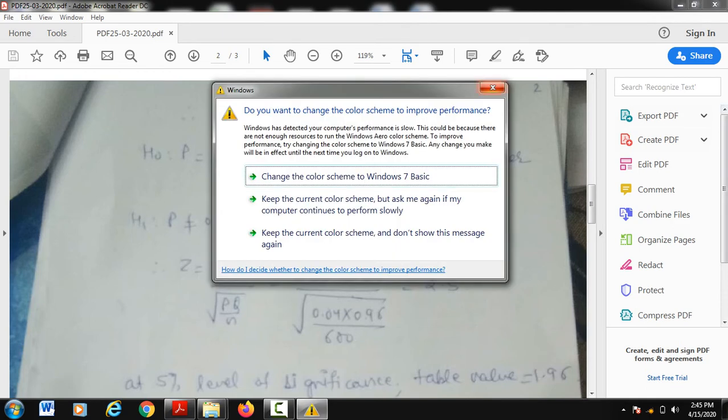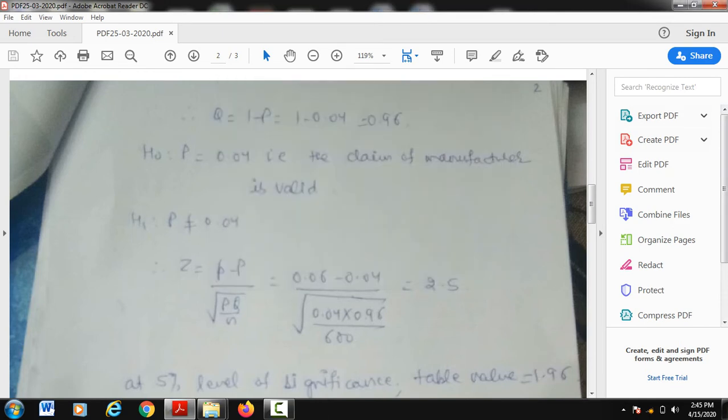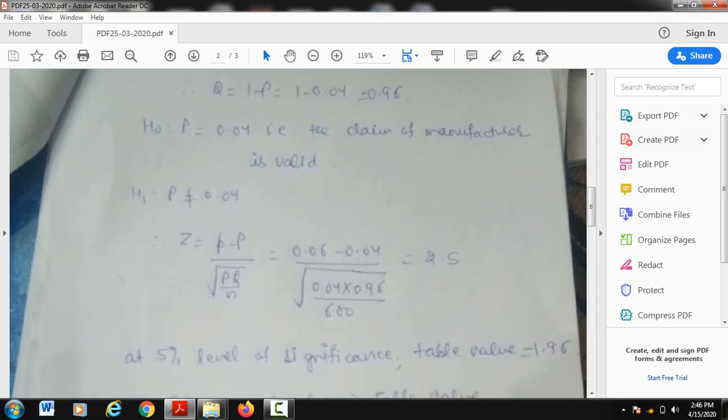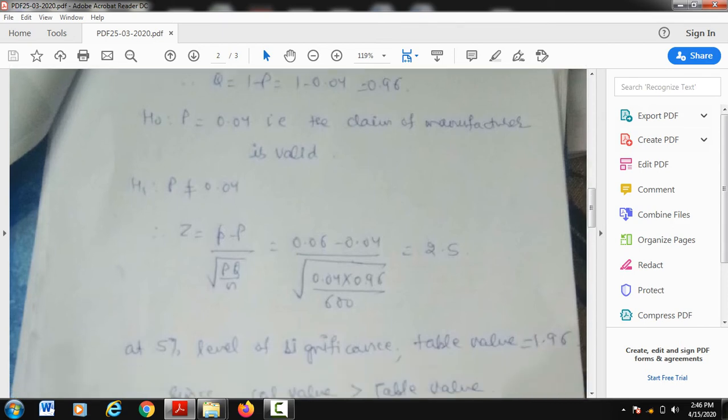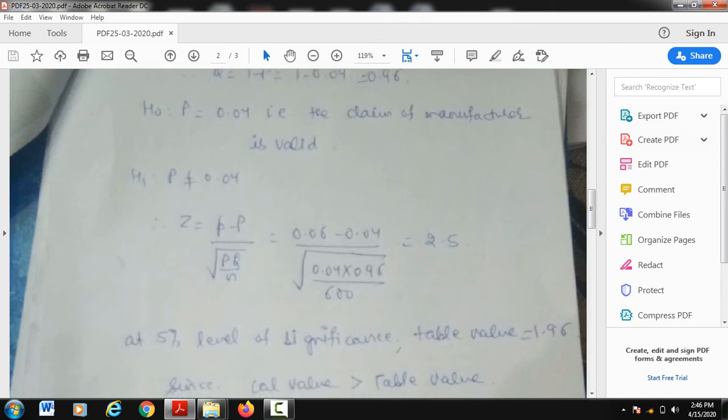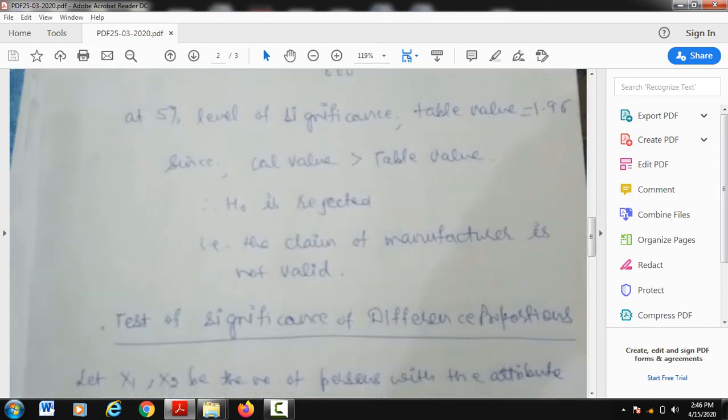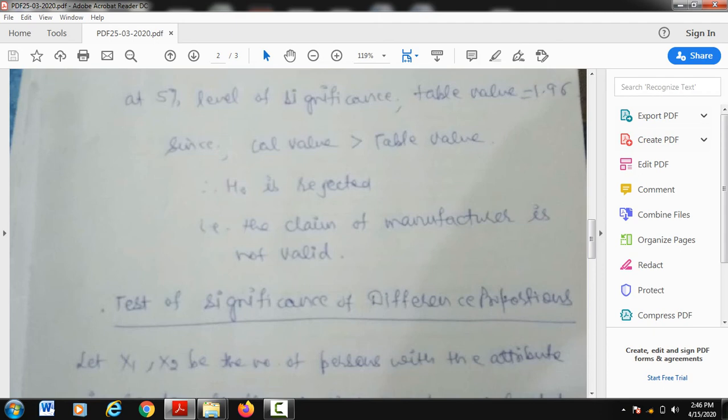Okay, so what will be the Z statistic over here? It is small p minus capital P over under root PQ over N. So I am writing the values of small p, capital Q and N as we have written above. After calculation, students, please verify this calculation, I am getting 2.5. Now it's time to evaluate the table value. At 5% level of significance, the table value is coming to be 1.96.